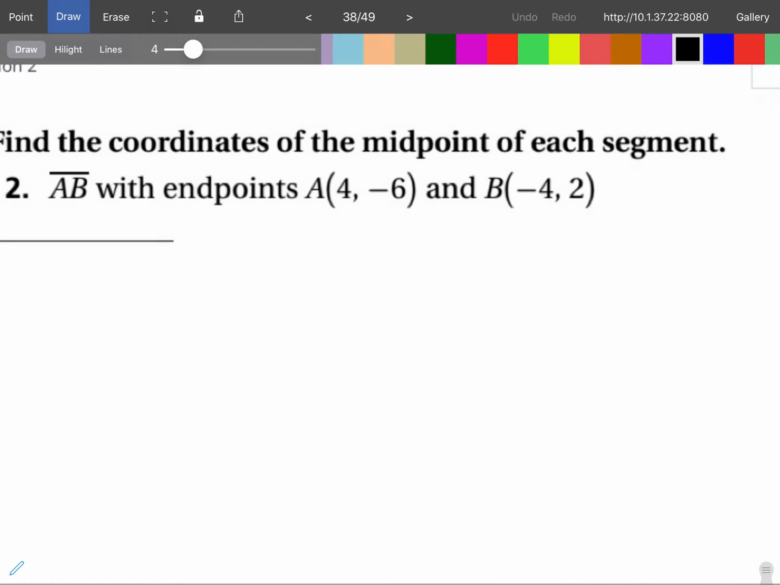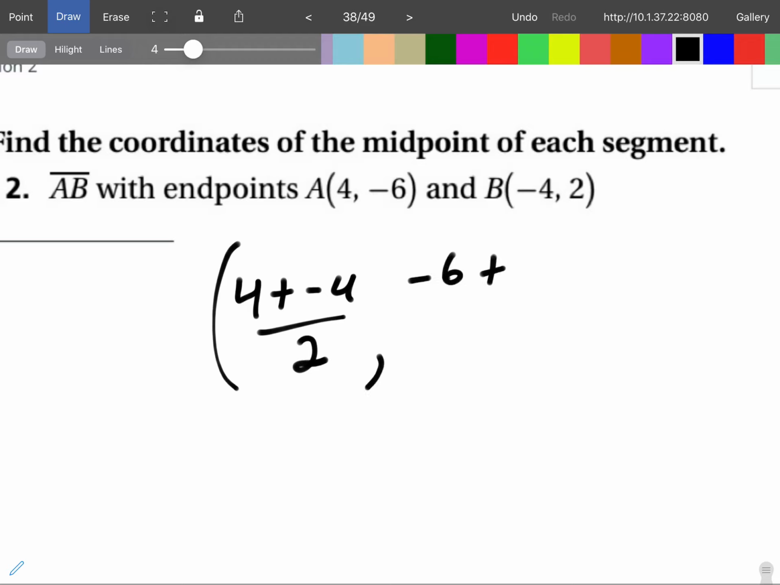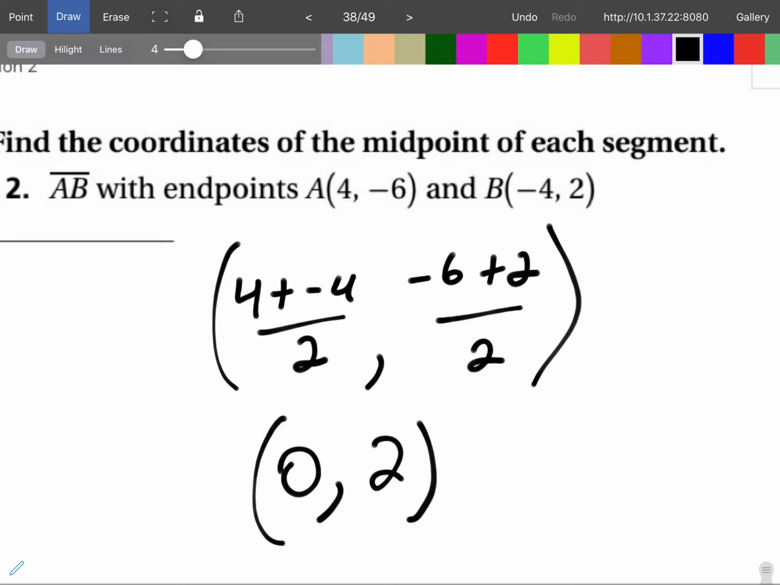So let's start with the second one here. If we have these endpoints and we want to find the midpoint, all you have to do is add together your x coordinates and divide by 2. Add together your y coordinates and divide by 2. If you resolve that, you will get your midpoint. So here, this gives me 0 for my x coordinate, and this gives me -2 for my y coordinate. That's the midpoint.